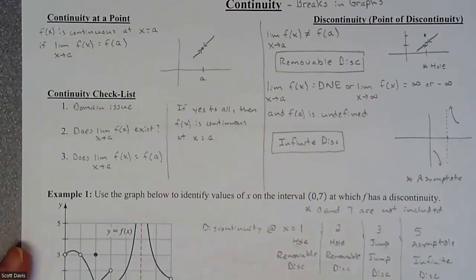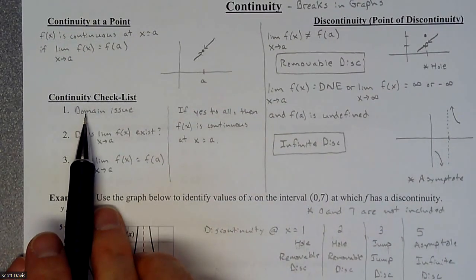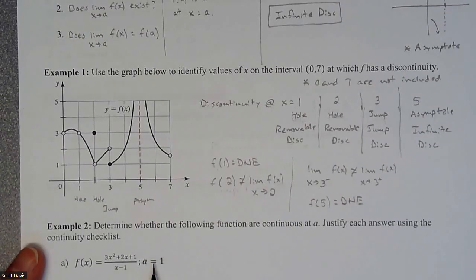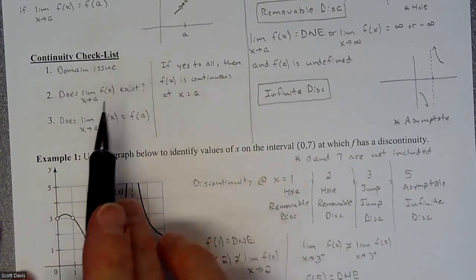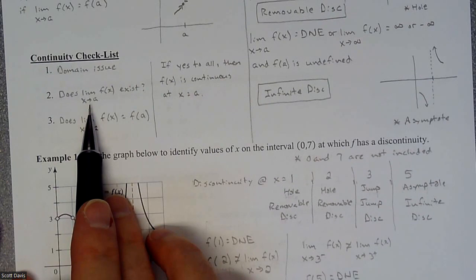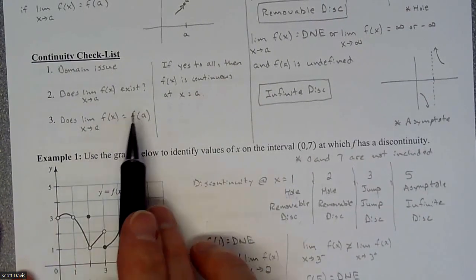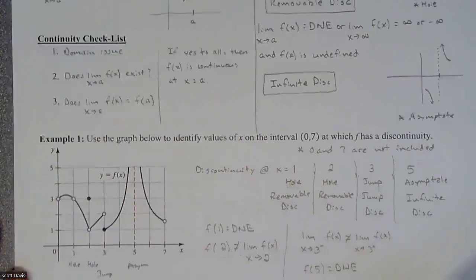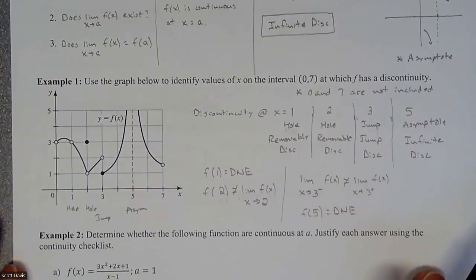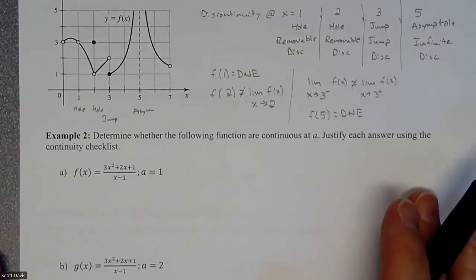As we go through this, we're going to start off with the value that we're testing. First, is it a domain issue? And then if it's not a domain issue, does the limit exist at that value? Then we compare that limit to what the actual y value is. That's how we make sure that this thing either has a break or doesn't have a break, it's continuous or not continuous.